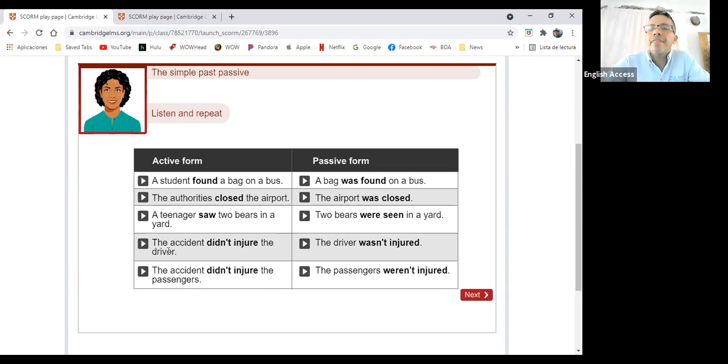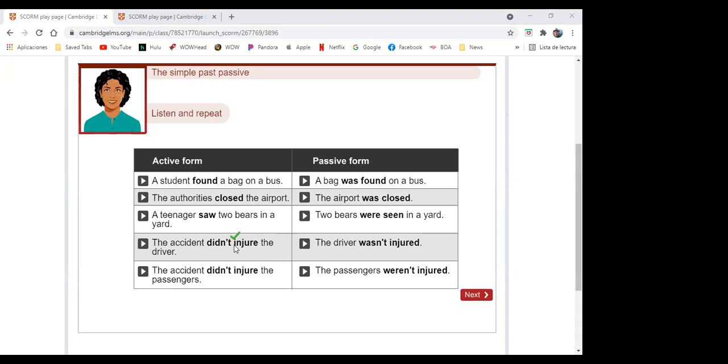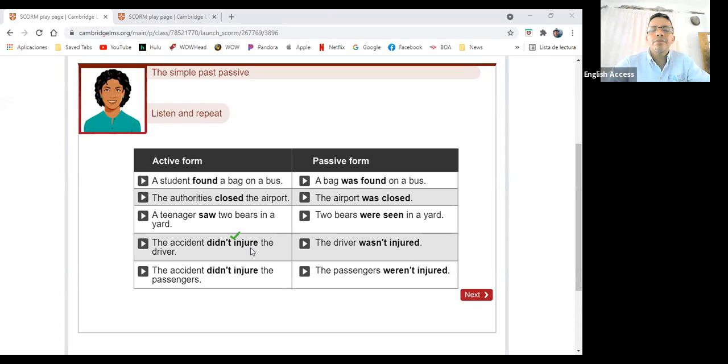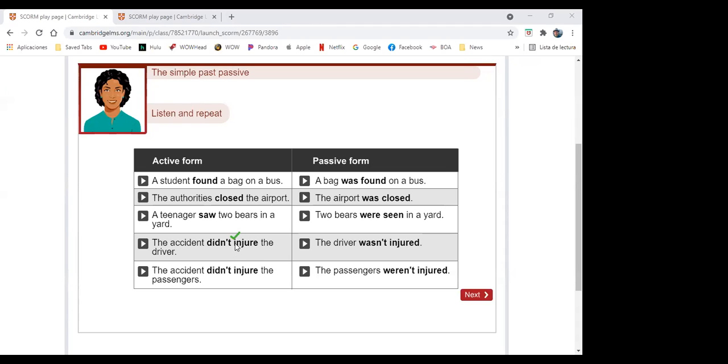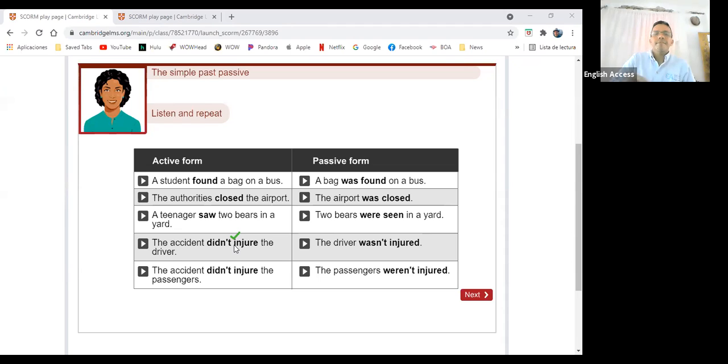The accident didn't injure. The stress is here, injure, and this is "thee". Yes, Alex? Why? Because you have a vowel. It's the accident didn't injure the driver. Try one more time. The accident didn't injure the driver. You see, the stress here is on the I. Injure. Injure. Excellent. Just keep working on your pronunciation.